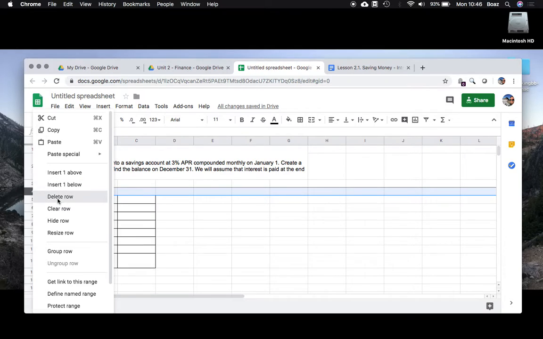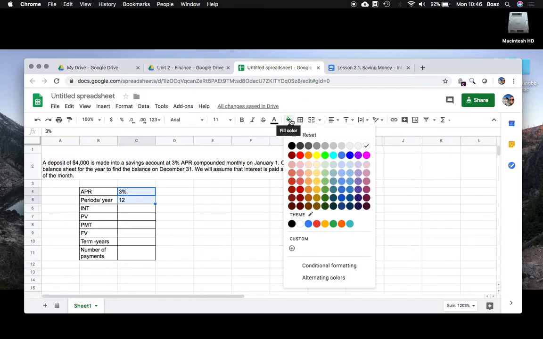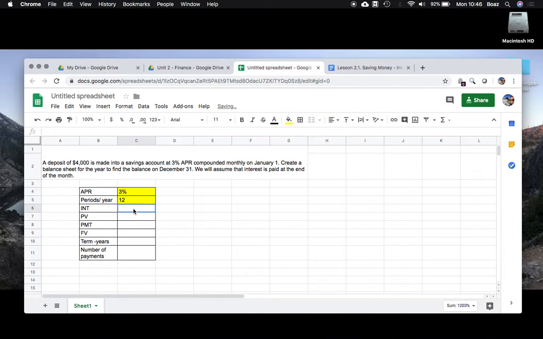And we're going to look at what we input. So we talked about this today. We'll put 3% in for the APR, and generally APR is stated as a percent, but the interest per period is going to be stated as a decimal. So we have 12 periods per year here since it's monthly. Again, anytime I input a number, I want to highlight it in some sort of color. The interest per period is going to equal that 3% divided by 12. We have that as a decimal.